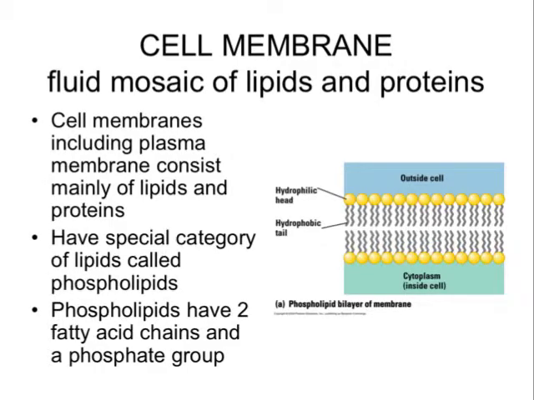Cell membranes, including the plasma membrane and also those of the endoplasmic reticulum and the Golgi apparatus, are going to consist of lipids and proteins. So they're going to consist of fats and proteins. And it's a special category of lipids called phospholipids that are in cell membranes. In phospholipids, we have two fatty acid chains that are attached to a phosphate group. We're going to take a look at that structure of the phospholipid because it's unique to cell membranes and it's very important for their function.